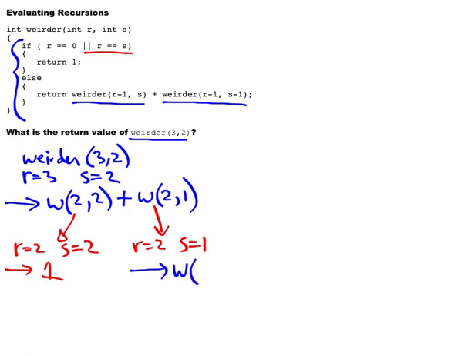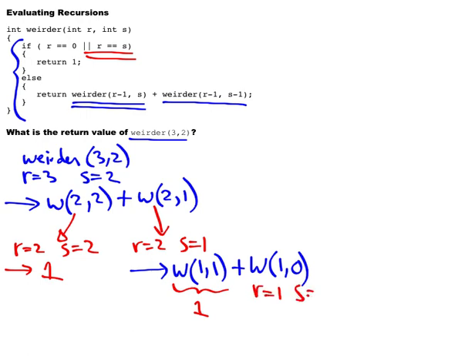So weirder, R minus 1, so it's going to be 1, and then S is 1, plus weirder, R minus 1, S minus 1. So we go back up to our conditional. We see that since R is equal to S, this first one is going to return a 1. And here we have R equals 1, S equals 0. Since R is not 0 and R is not equal to S, we're going to produce two more method calls.